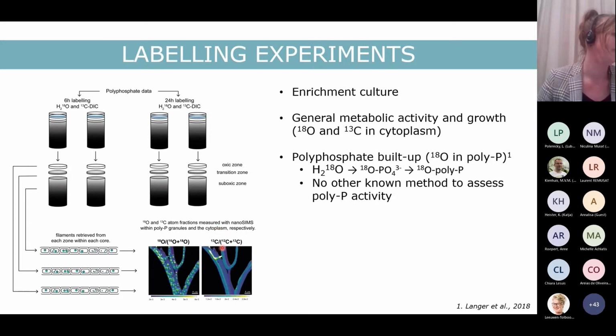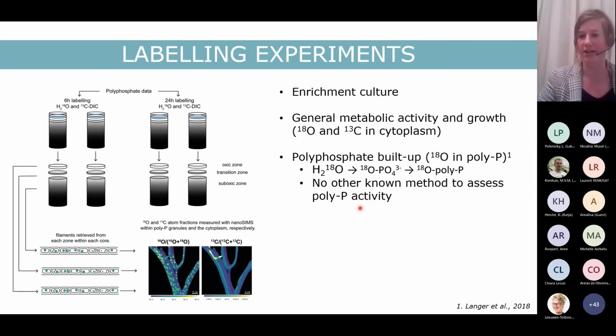And 13C shows general metabolic activity and growth, whereas the 18O labeled water exchanges oxygen atoms with phosphate in the pore water. So you get a pool of 18O labeled phosphate, which can then be added onto the polyphosphate chain. So if you see 18O labeled polyphosphates in your cell, you know that polyphosphate chain was synthesized during the incubation. So 18O labeling in the polyphosphates shows synthesis of that polyphosphate.